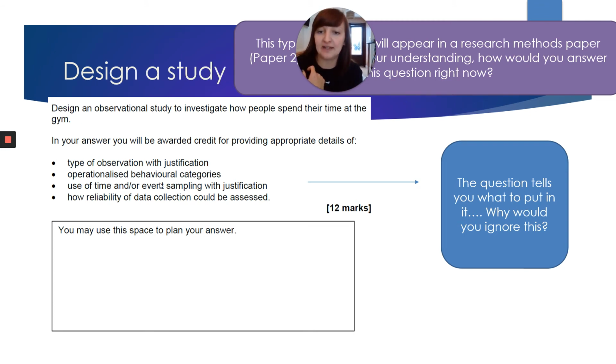Then how reliability of the data could be assessed. Now, it's an observation. So your first port of call is to think, right, how am I going to assess the reliability of an observation? I'm going to have an inter-observer. I'm going to have more than one person come in and observe what I'm doing. Okay. Now, these questions are usually performed semi-well because students are so fixed on having something written in front of them that when they're asked to design something themselves and come out of their comfort zone, that's where they lose the marks. Or they start going off on a tangent and talking about hypotheses when they don't need to.